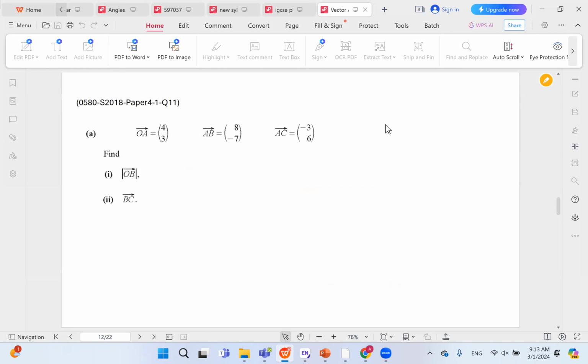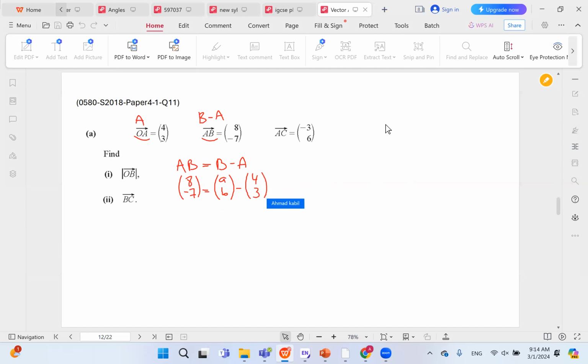We are given three vectors, OA, AB, and AC, and we are required to find the magnitude of OB. So, like we said, OA can just be A, and AB is B minus A. So we have an equation that we can write here. AB equals B minus A. We have the values of the vector AB. We do not have the values of vector B. So let's call them A and B, for example. And then minus, and the vector A or OA would be 4 and 3.